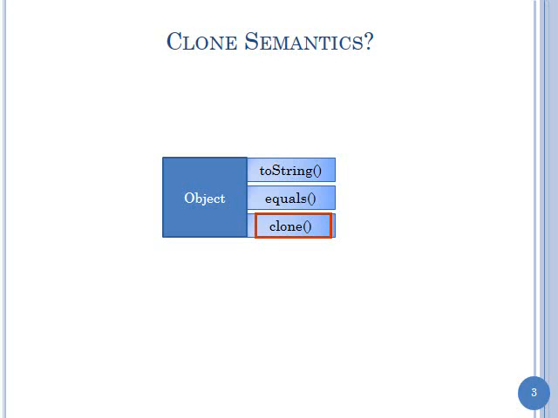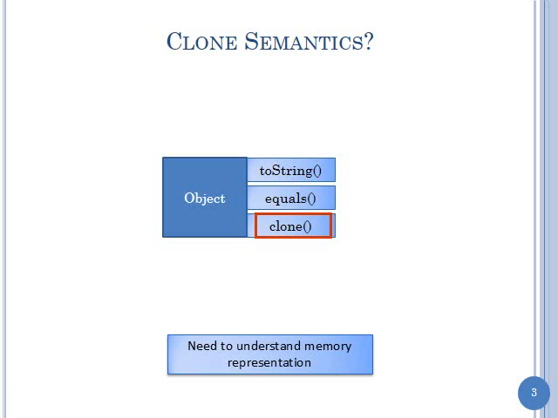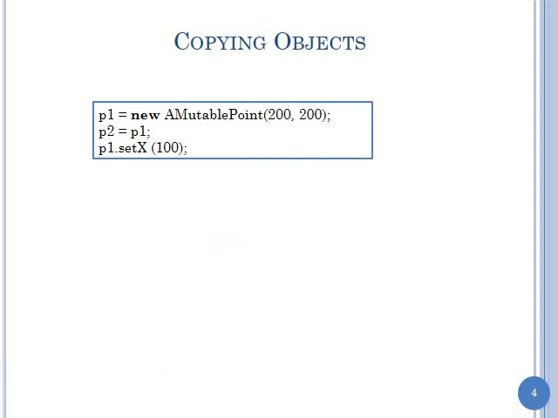So, for others, what do you think clone does? Sorry? Copies an object? So it creates a new object, and when you say A is assigned clone of another object, you get a new pointer to a new object, right? Okay, to really understand clone, let's understand memory representation. Now let's talk of copying objects.